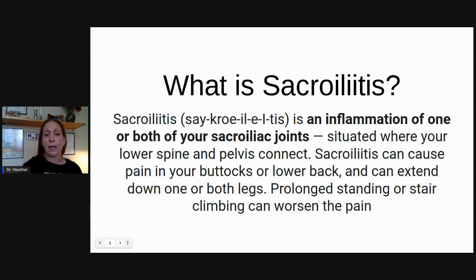Now, granted, yes, you could be experiencing pain down one leg or both. You're noticing the discomfort a little bit more with standing, or you have to take the stairs at work, or you're in an apartment building and you're noticing that just going up and down the stairs, each step is aggravating it a little bit further. That might be a sacroiliitis issue.